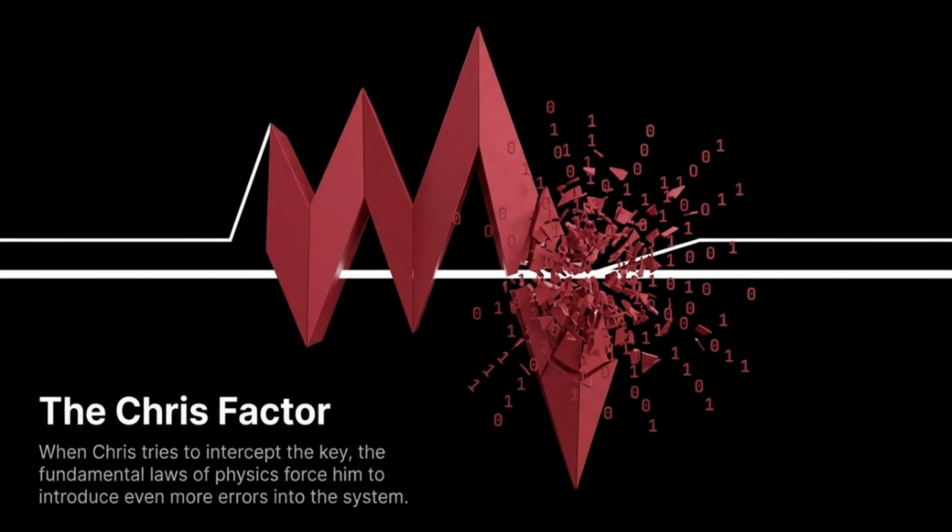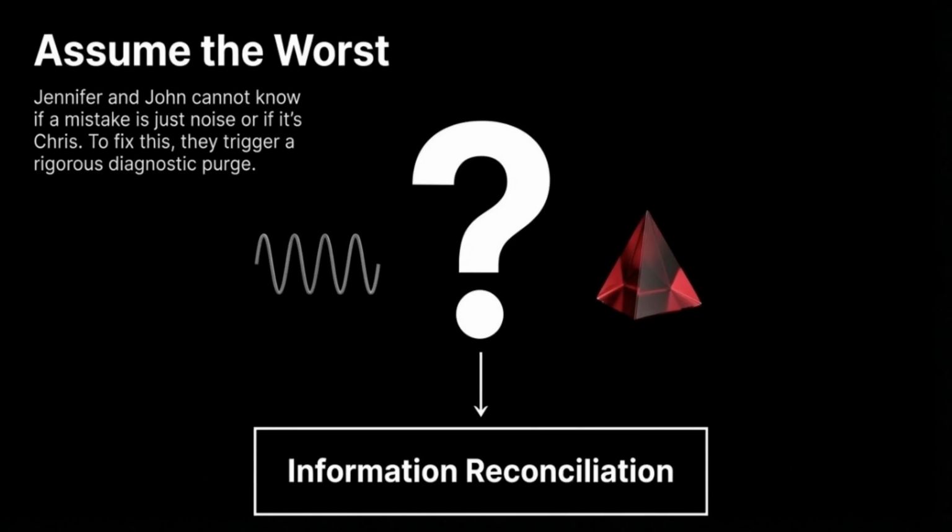Let's see how they begin the repair process. As we have seen, the bit stream is under constant assault from both nature and potential adversaries. This leads Jennifer and John to a critical crossroads. When they find a flipped bit, they cannot truly know if that mistake is just harmless thermal noise or if it is the footprint of Chris. In quantum cryptography, uncertainty is a luxury we cannot afford.